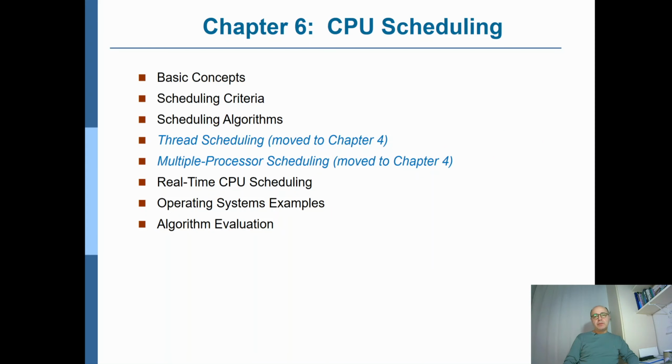So in this chapter, we will first discuss the criteria used for scheduling. Then we will discuss some alternative scheduling algorithms based on these criteria. Then we will skip the sections on thread scheduling and multiprocessor scheduling, which are actually moved to Chapter 4 in our outline. And then continue with real-time CPU scheduling and some examples of operating systems. We will finally discuss how we can evaluate algorithms to decide which algorithm is better for our use.